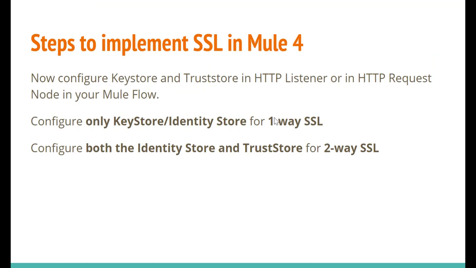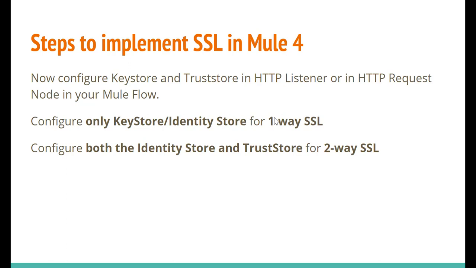So here comes the actual implementation step. Let's configure the actual private key. Let's create the private key, public key, and other things. So what we have understood so far is that the client can also have an identity store as well as a trust store, and the server can also have an identity store and a trust store.